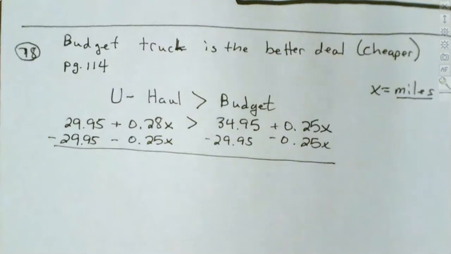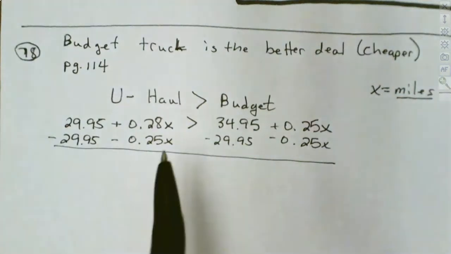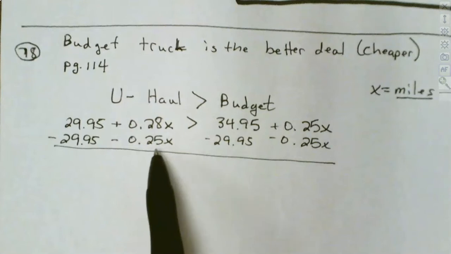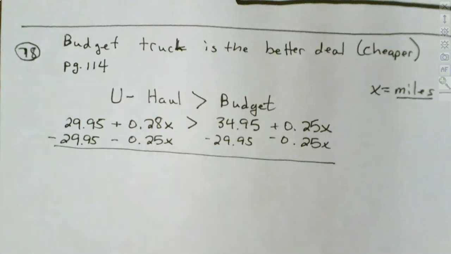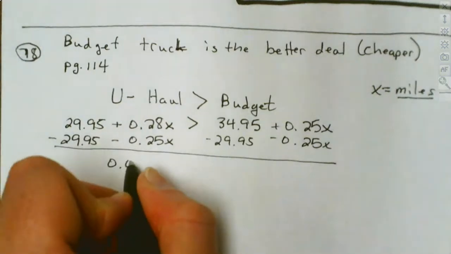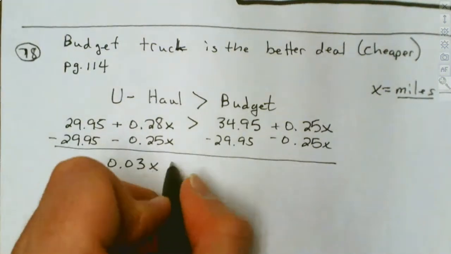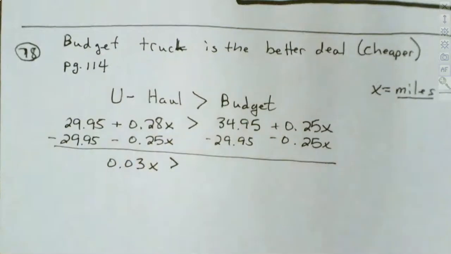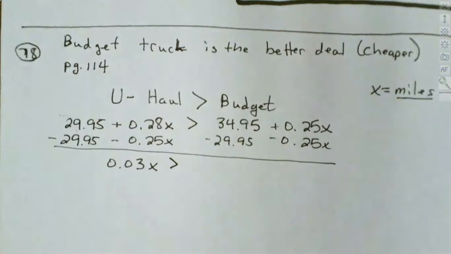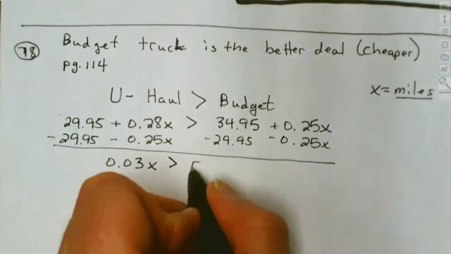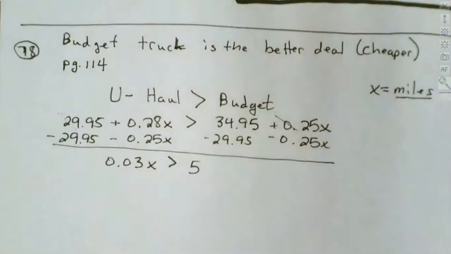Okay, so working this out, we've got 0.03x. We've got 0.28 minus 0.25. Yep, that's going to be a 0.03x there. Inequality symbol stays the same. Those can cancel. We've got $34.95 and $29.95. That should be a difference of 5. That's going to be a difference of 5 there, and those can cancel.